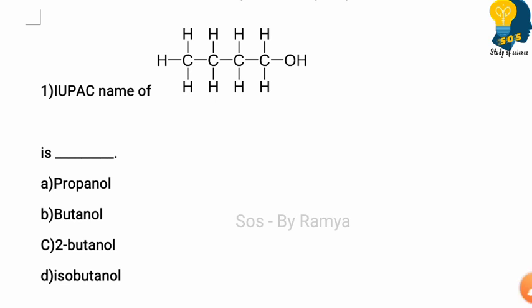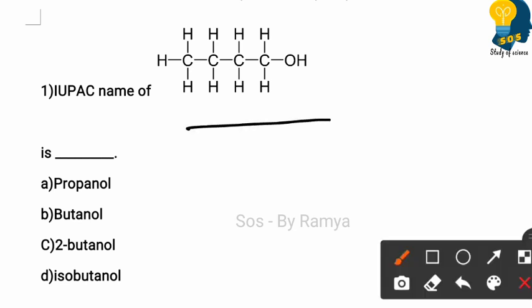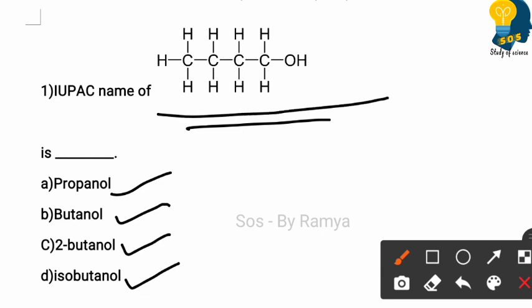The first question for the video series 11 is the IUPAC name of, they have given one structural formula and the options are option A propanol, option B butanol, option C 2-butanol, option D isobutanol. You have to look at the structure to write the answer.